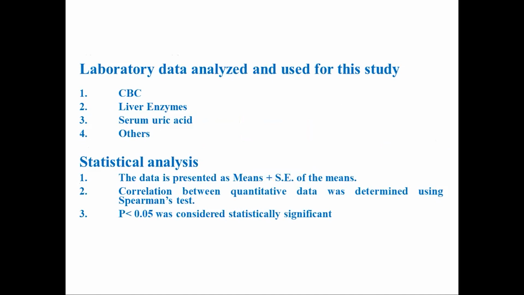Laboratory data was analyzed and used for this study: CBC, liver enzymes, serum uric acid, among others. Statistical analysis: the data is presented as means and standard deviation of the means. Correlation between quantitative data was determined using Spearman's test. The p-value was considered significant at less than 0.05.